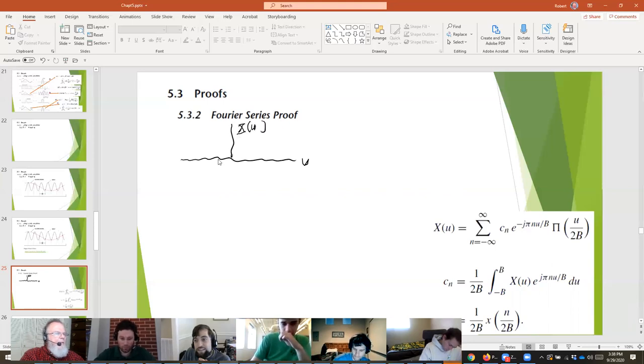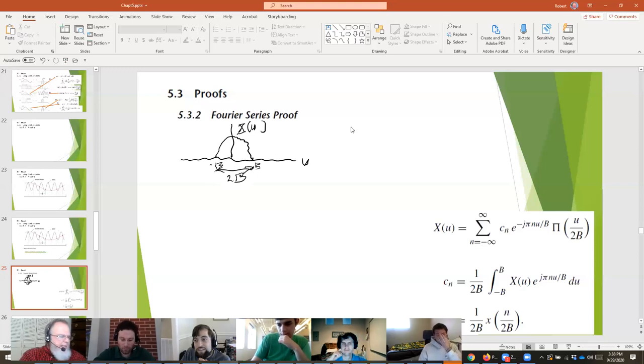And we know that the Fourier series corresponds to periodic functions. So we're going to have a period here of 2b. So we know that the signal that we're dealing with is band limited, and so the bandwidth is b. So here we have a b, here we have a minus b, right?